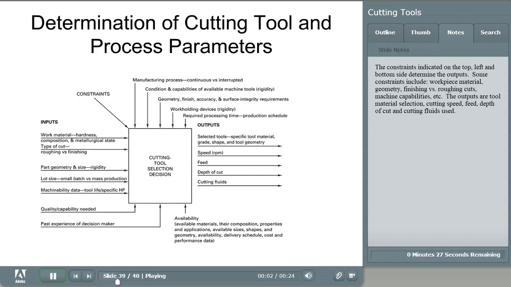Determination of cutting tool and process parameters. The constraints indicated on the top, left, and bottom side determine the outputs. Some constraints include workpiece material, geometry, finishing versus roughing cuts, machine capabilities, etc. The outputs are tool material selection, cutting speed, feed, depth of cut, and cutting fluids used.